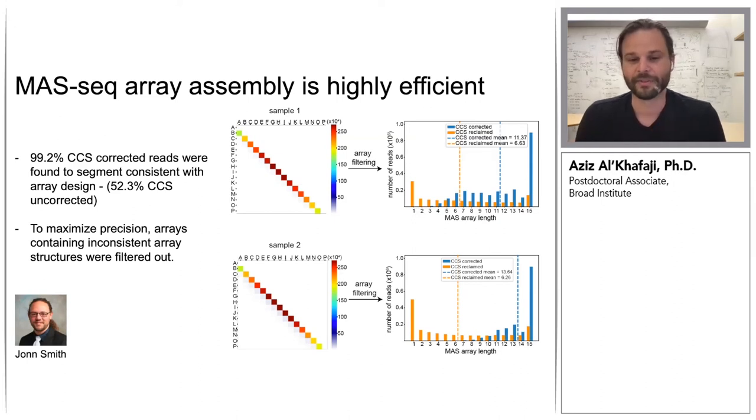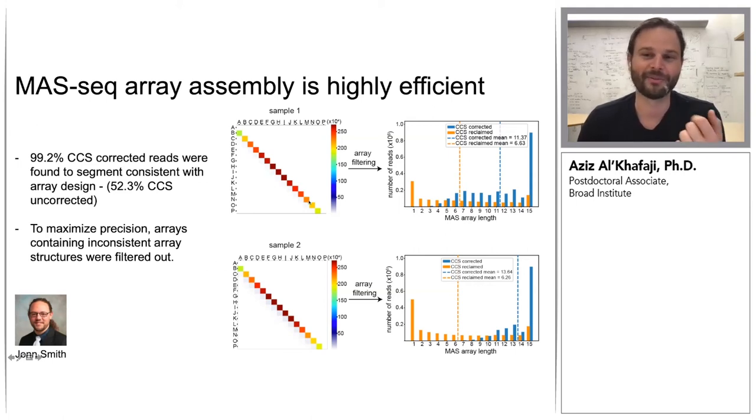Another thing we did was to maximize precision. Reads that contained non-consecutive array structure were filtered out. So to be precise here, we didn't only keep arrays that started in A and ended in P. We allowed for arrays that kept sequential order no matter where it started or where it ended. So we were totally fine with keeping an array that started with F and went to O.